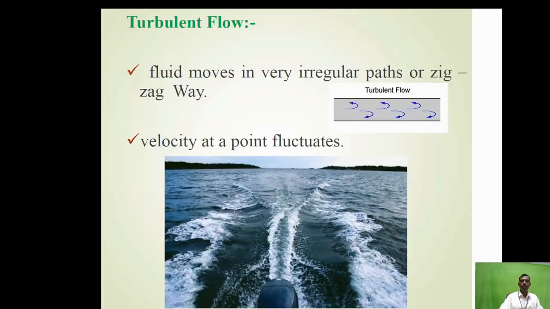Turbulent flow. If the Reynolds number is greater than 4000, that flow is called turbulent flow. If the fluid moves in a very irregular path or zigzag way, that is called turbulent flow. See this example, the velocity varies, and the fluid particles do not flow in the same line. They follow an irregular path or zigzag way, and that flow is called turbulent flow. And also the velocity at a point fluctuates.